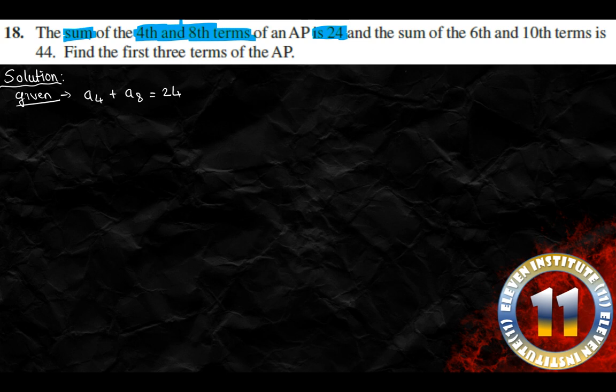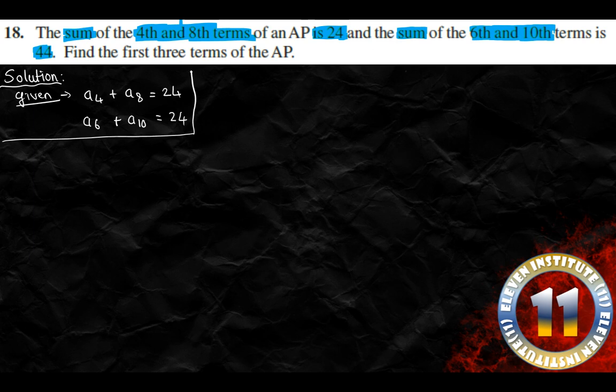Then we will read further. Sum of, again sum of what? Of sixth term and tenth term. Sum of sixth term and tenth term is 44. So we will write that also over here. So one more thing is given to us. Sixth term plus tenth term is equal to 44.